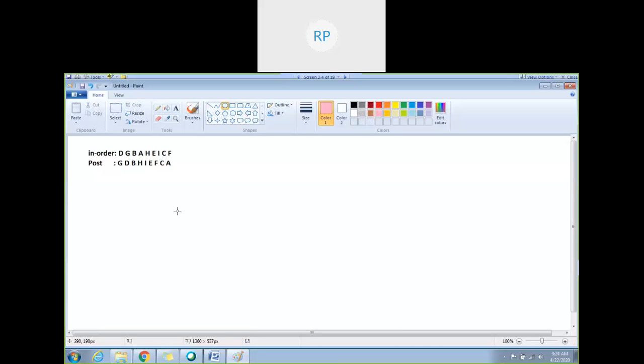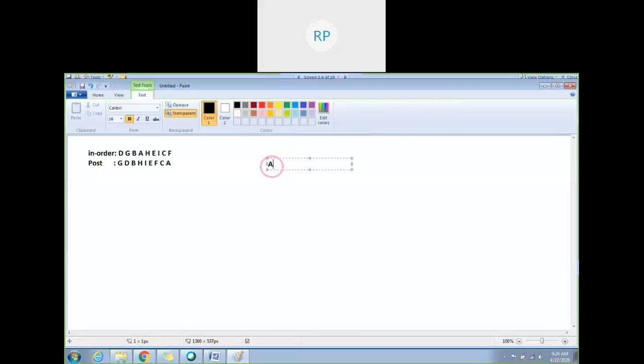Can anyone guess what is my root node? A, ma'am. Exactly. Very good. Why is A my root node? Because in post order, A is the last element. Very good. Because in post order, I will visit my root node at the last position. So from this, I correctly found that A is my root node.